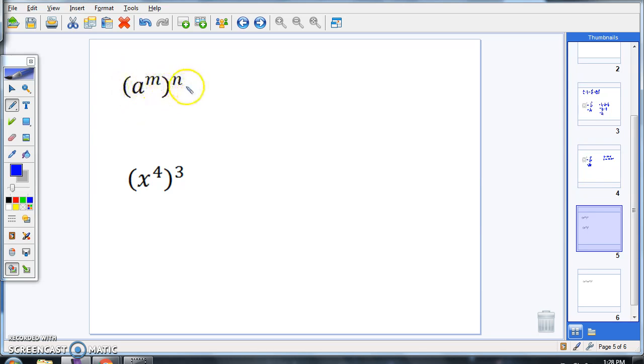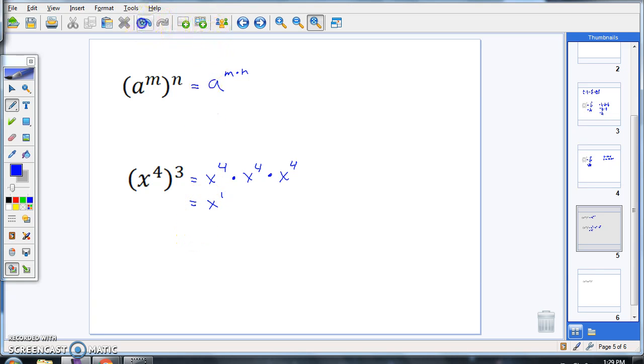So a to the m to the n is equal to, this is the law, a to the m times n. If you think about this, if we have x to the fourth to the third power, that's really just x to the fourth times x to the fourth times x to the fourth. And you know already that when you multiply powers, you add their exponents. So that's x to the fourth plus fourth plus fourth. So that is x to the 12th.